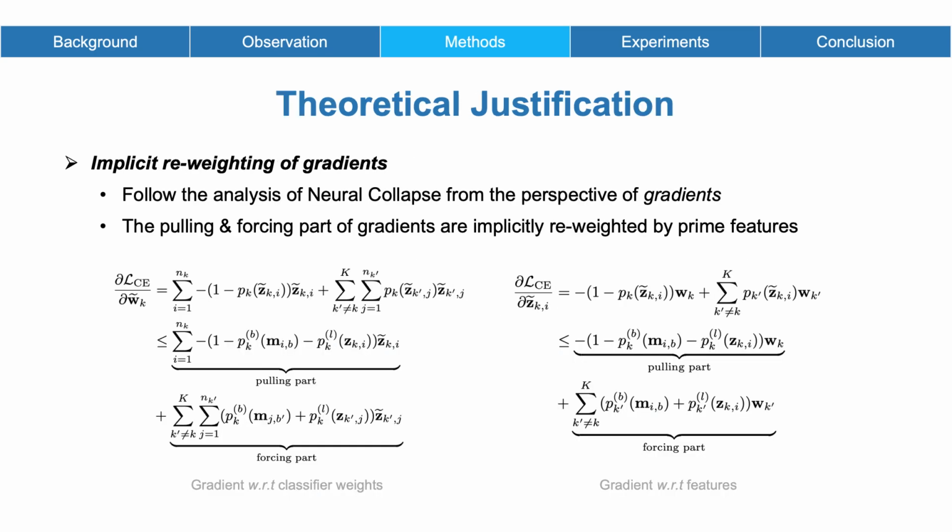To take a step further, we provide the theoretical justification of our framework. Following the analysis of neural collapse from the perspective of gradients, we analyze the pulling and pushing parts of gradients with respect to both classifier weights and features. We prove that the mechanism of our proposed method implicitly plays the role of reweighting gradients, which guides the models to focus more on the bias-conflicting samples and mitigate the learning of shortcuts.